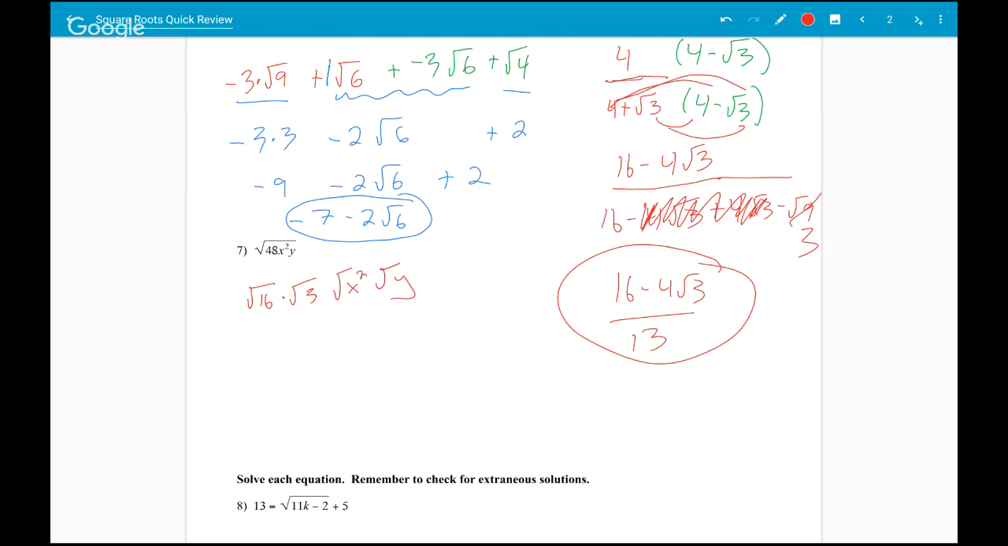We're going to take the square root of 16. The square root of 3 we can't do, so I'm going to leave it under the square root. The square root of x squared is x.